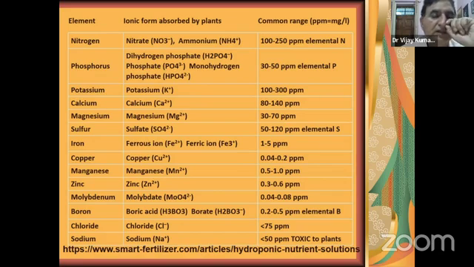Also, many other factors, which I will be telling you about, affect the salinity of the water which we are using. So how to correct that and make the balance of the nutrient solution, I will be talking about in my next slide.